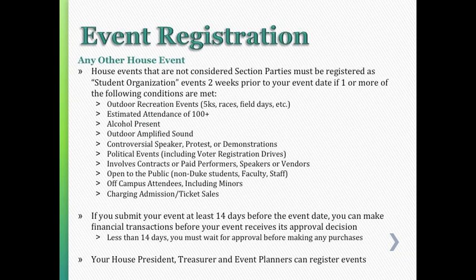The third type of events are gatherings that trigger one of the following event criteria. In the Duke Group's event registration form, you must select Student Organization if any of the below conditions are met. These events must be registered at least 2 weeks prior to your event date. Outdoor recreation events, for example 5Ks and field days. Estimated attendance of 100 or more.